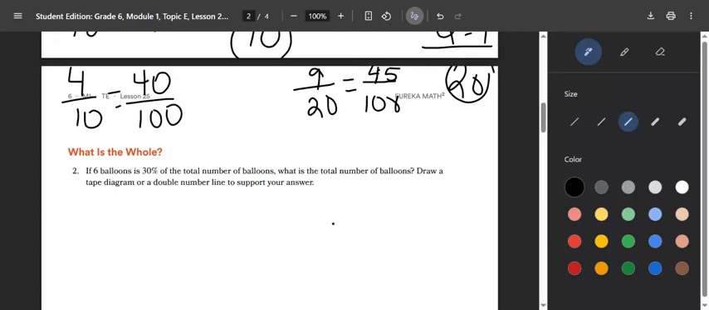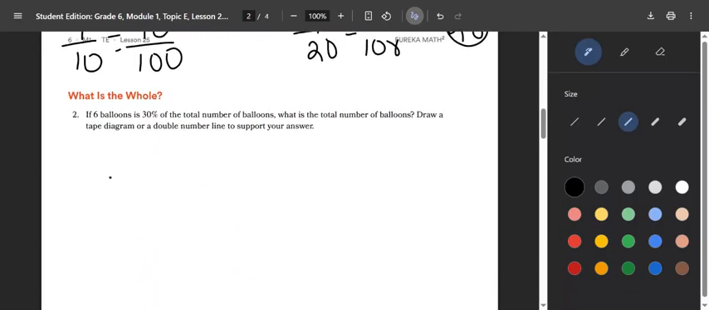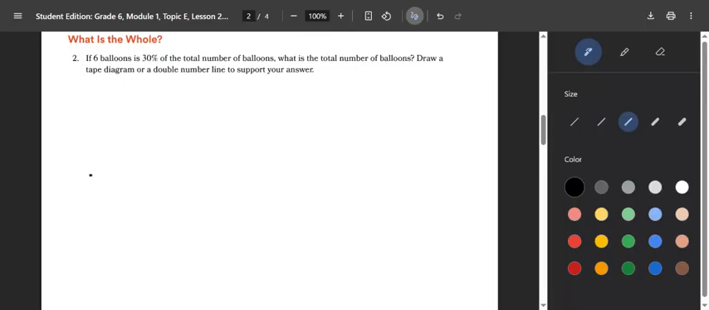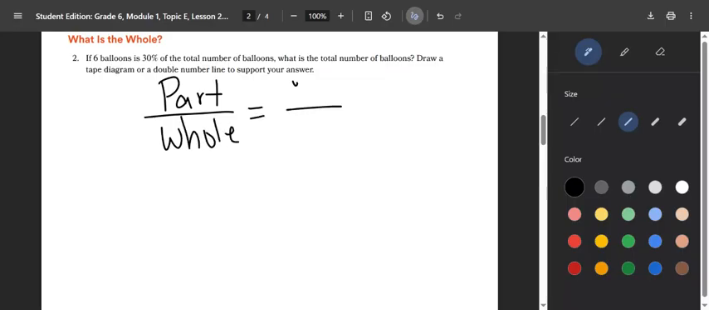All right, let's go on to what is a whole? And we're going to use our percent model for this, which is our part over whole equals percent over 100. So just as a reminder, I'm just going to draw it right here. Part over whole is, and you can refer to your diagram that I gave you in class, percent over 100.